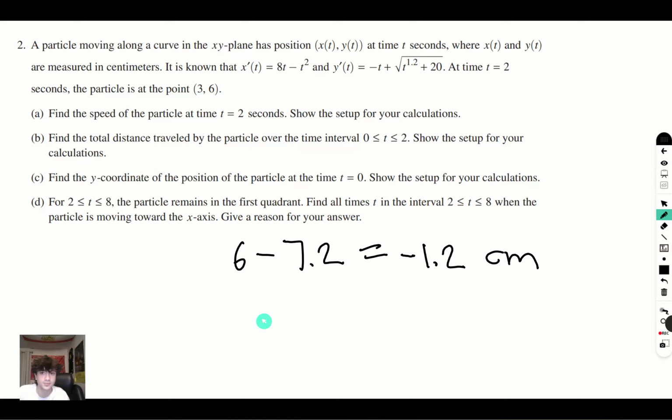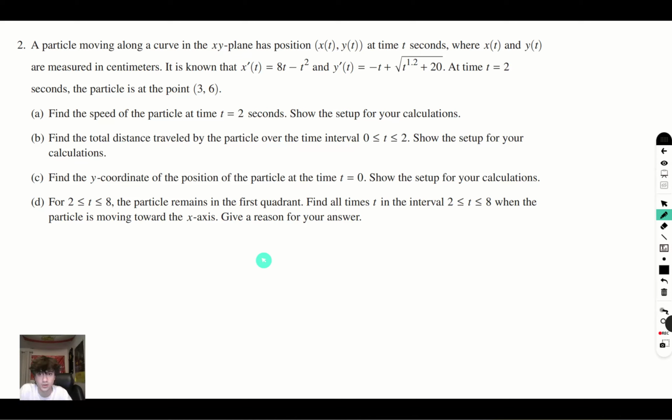It says for the time interval 2 to 8, the particle remains in the first quadrant, meaning that both the y and the x are positive. Find all the times in the interval 2 to 8 where the particle is moving toward the x-axis. Give a reason for your answer.